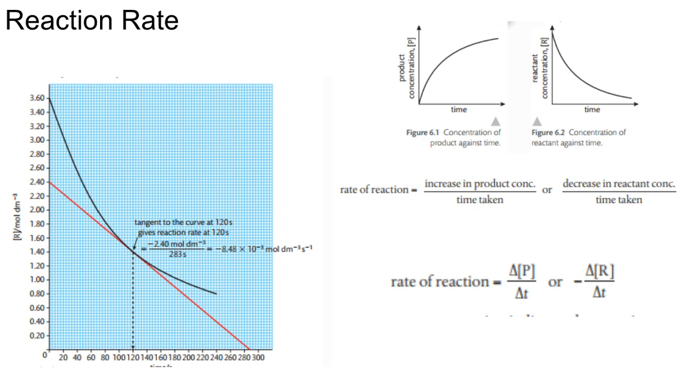In this episode, we're going to talk about Chapter 6, which is on chemical kinetics, part of the IB Chem SL curriculum. So let's talk about reaction rate.